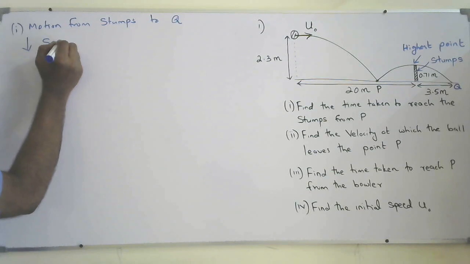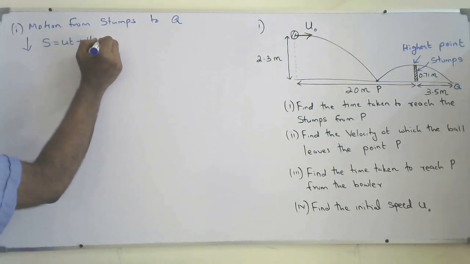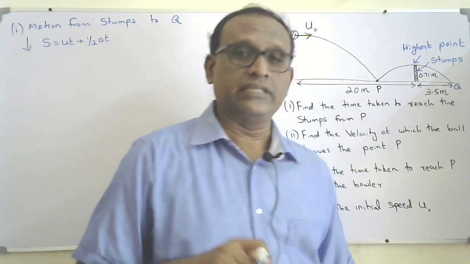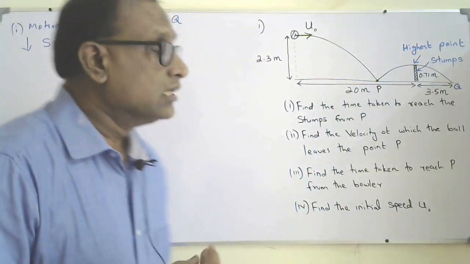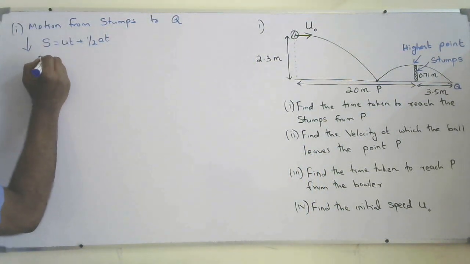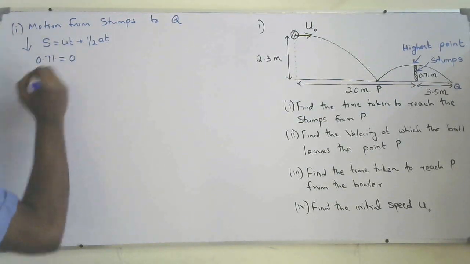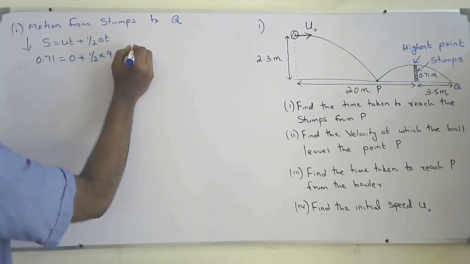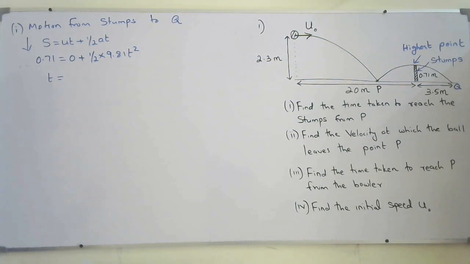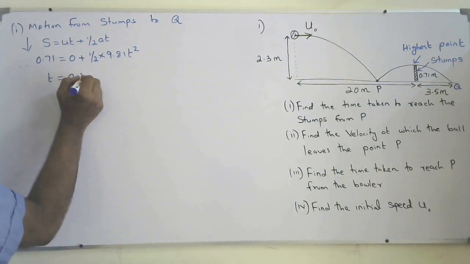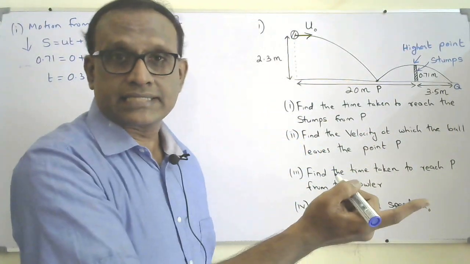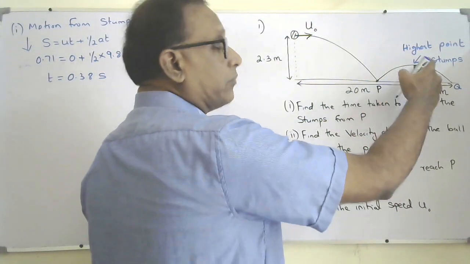I'm going to use S equals ut plus half at squared. It's passing over the stumps at its highest point, which means the velocity will be in the horizontal direction and the vertical component will be equal to 0. So S is 0.71 meters, that's the vertical displacement. The vertical initial velocity is 0, plus half into 9.81 t squared. Find the time. So the time will be equal to 0.38 seconds. That's the time taken to reach the ground Q from the highest point, and that will be the same as the time taken to reach the highest point from P.